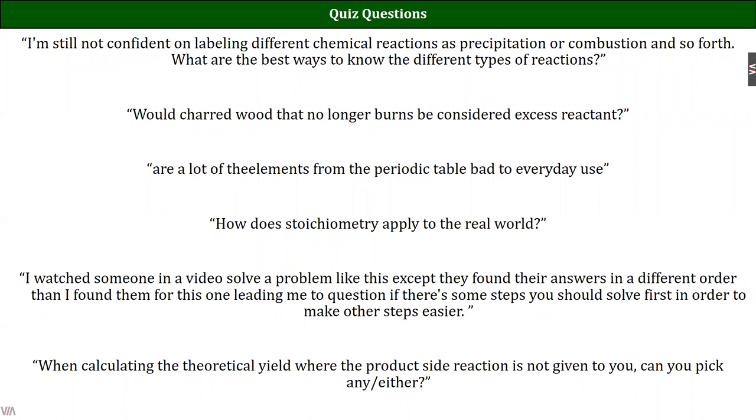And so you can actually do a theoretical yield for burning firewood. You could even do calorimetry with it. Say, okay, how many logs do I need to burn to boil this much water, for instance?